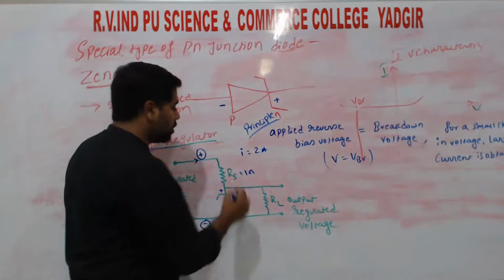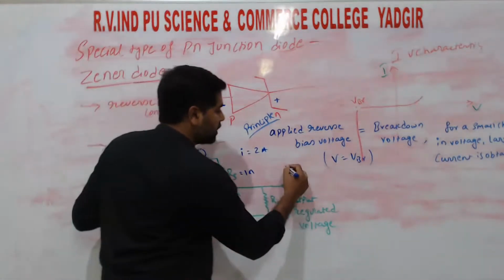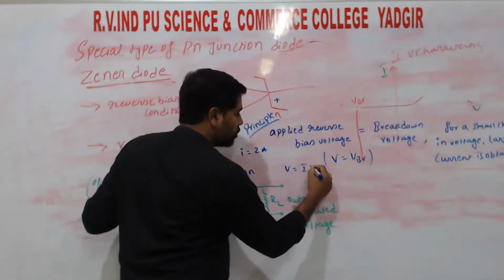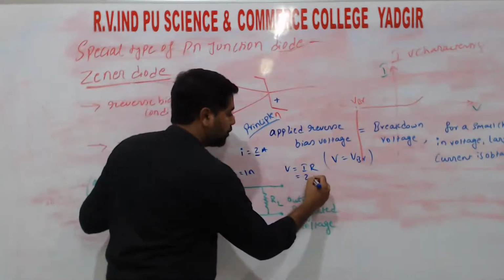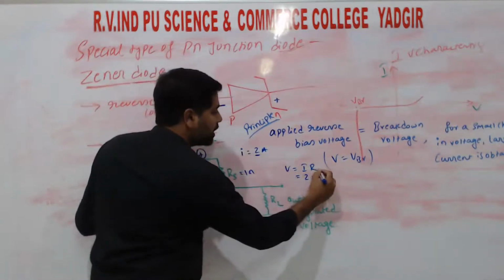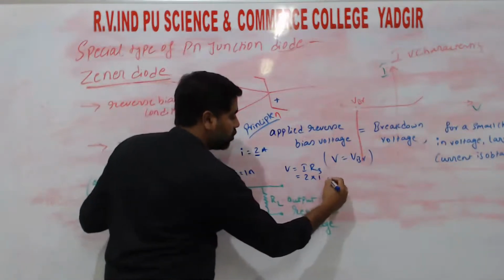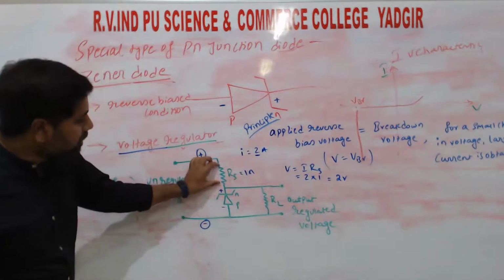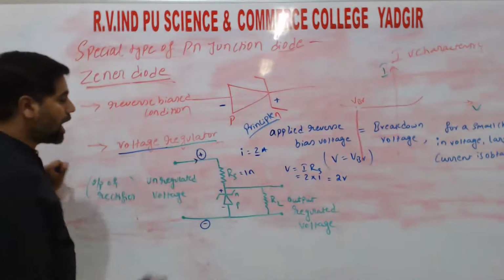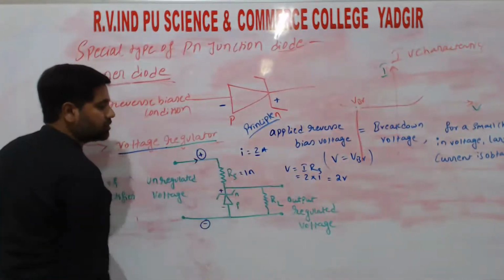So we need to find the voltage drop across this resistance. From Ohm's law, V equals I into R. So here current is how much? 2 ampere, and the resistance RS is how much? That is 1 ohm. So we are getting the voltage 2 volt across the resistance, right? So as the current increases, right?